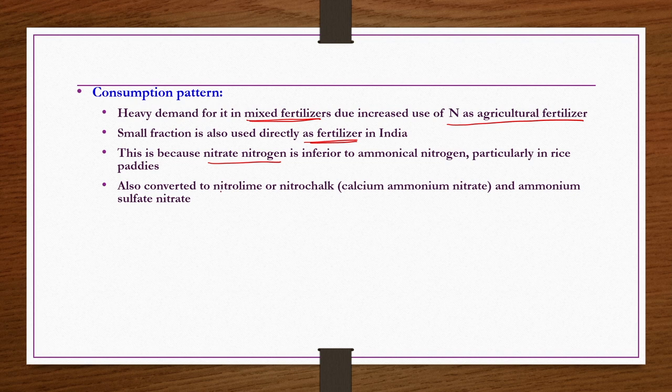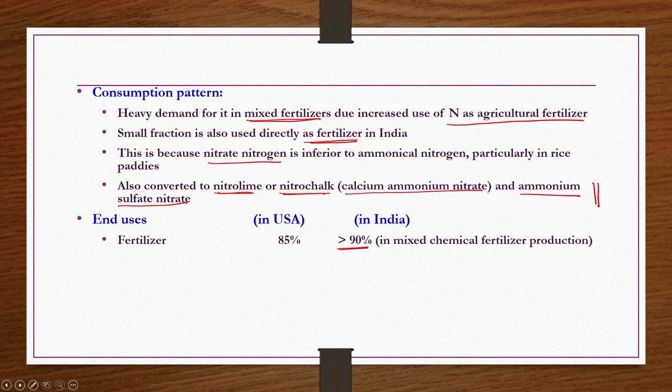It is also converted to chemicals like nitrolime, which is also known as nitro chalk. Nitro chalk's chemical name is calcium ammonium nitrate, and ammonium nitrate is also used for the production of ammonium sulfate nitrate. These are all mixed chemical fertilizers. If you see the end uses in India, more than 90% is used as fertilizer, but in mixed chemical fertilizer production, not directly as a fertilizer. Ammonium nitrate itself is used directly as a fertilizer only in a very small fraction, but more than 90% of the ammonium nitrate produced in India is used for mixed chemical fertilizer production, okay?